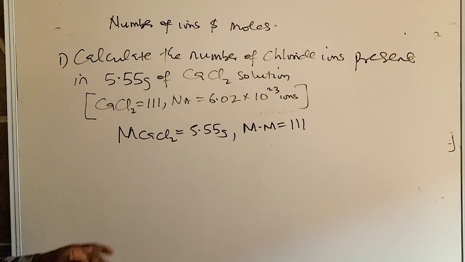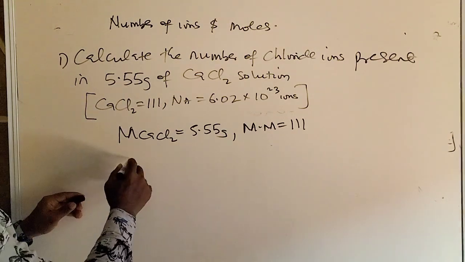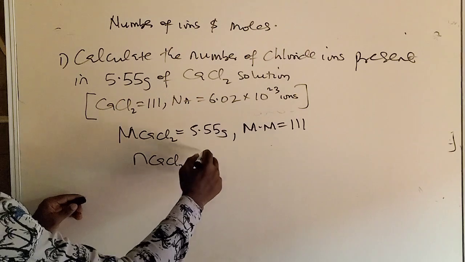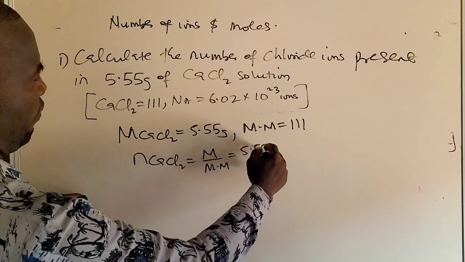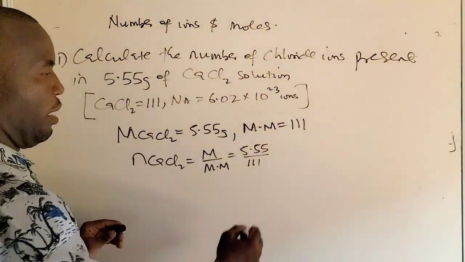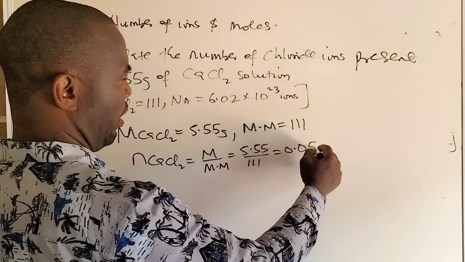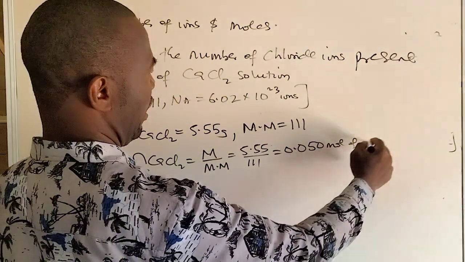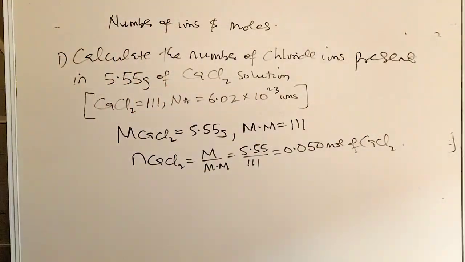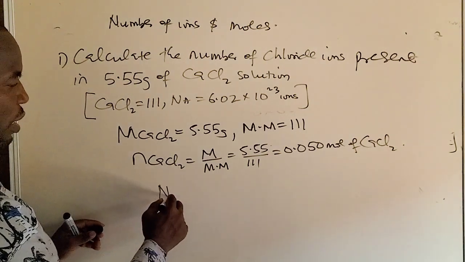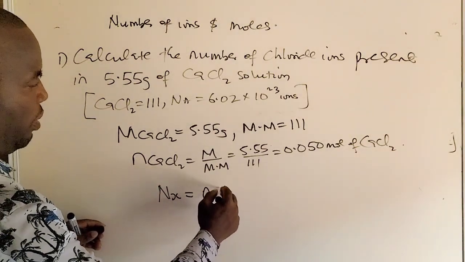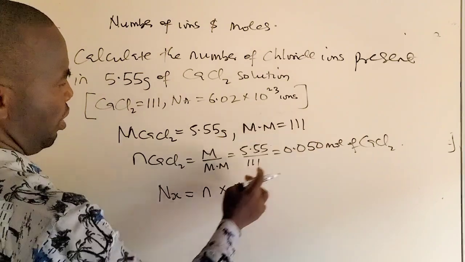So having done that, since we have the mass and the molar mass of the compound, we find the number of moles of this substance. Number of moles of calcium chloride is mass over molar mass, which is 5.55 all over 111. And that will give us 0.05 mole of calcium chloride. So we obtain the number of moles of calcium chloride. So what else are we going to do? Perhaps what will come to your mind, you say number of ions is mole times Avogadro's constant. You substitute and then solve.